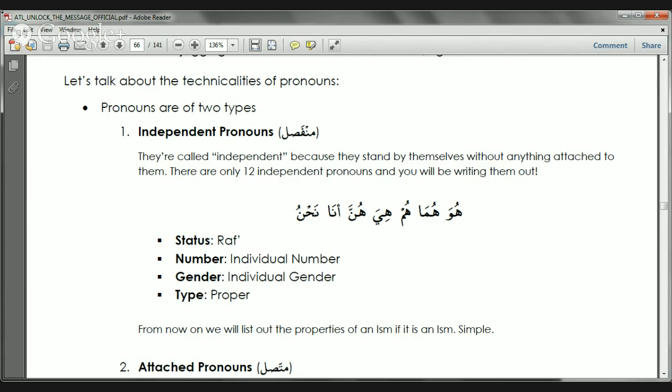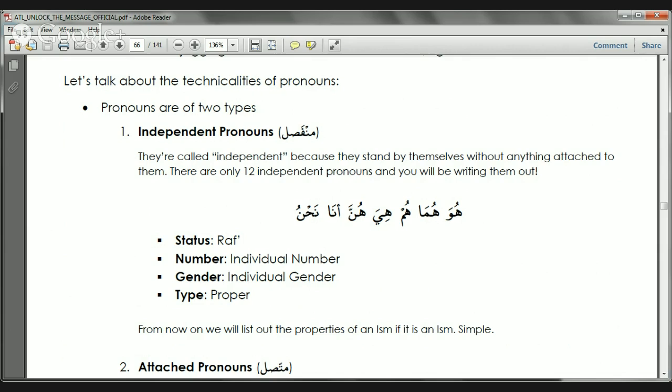And it's always what? Rafa, and it's always proper, right? Status, number, gender, type. It's always Rafa. Its number is that, and that's what? That. And it can't be anything else. Flour cannot be anything but flour. That's what it comes down to. It can only be that.